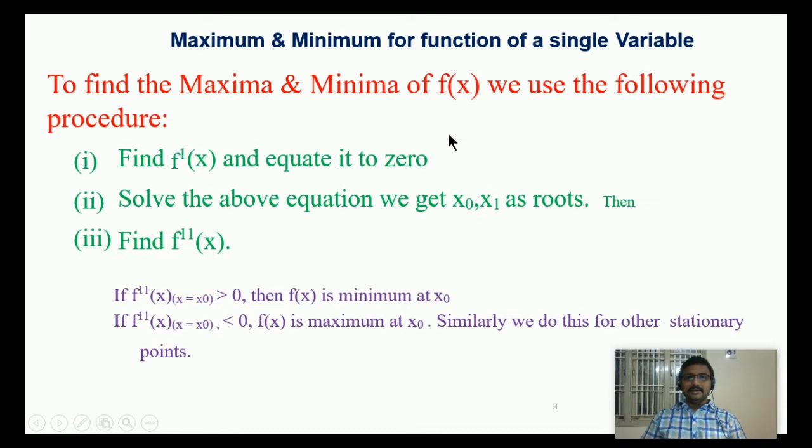So, simple thing. First of all, the given single variable function is f of x. First we have to compute f dash of x, which is equated to 0. And solving this equation, we will get stationary points. For example, the stationary points are x0 and x1. Then at this point, we have to find f double dash of x. Suppose f double dash of x is greater than 0, then the function has a minimum value at the point x equal to x naught. Suppose f double dash of x is less than 0 at the point x equal to x naught, then the function has a maximum value at the point x equal to x naught.